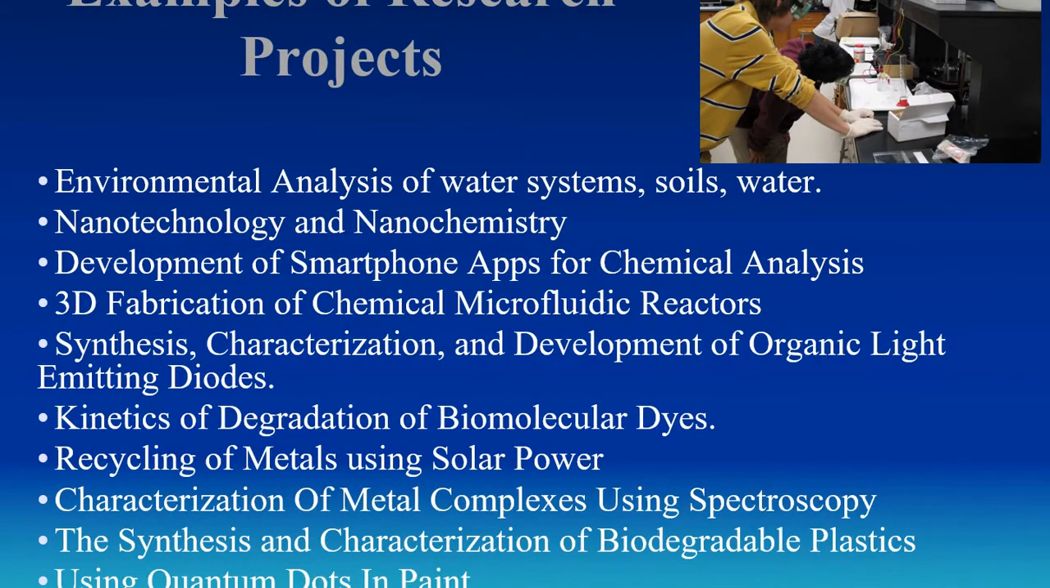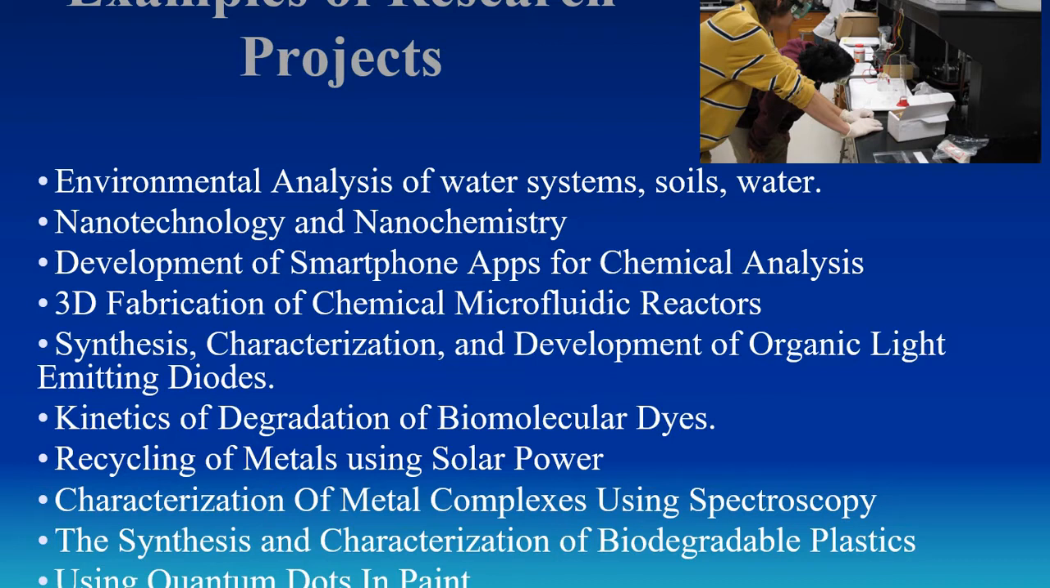Some examples of research projects in general are listed here. So things can range, again, like I said before, from environmental analysis of water systems or soils or water, to many kinds of projects involving nanotechnology and nanochemistry. Students have, of late, done a lot of projects involving the development of smartphone apps for chemical analysis, or integrated the 3D printing of different types of holders or devices that can be used with a smartphone for doing chemical analysis.